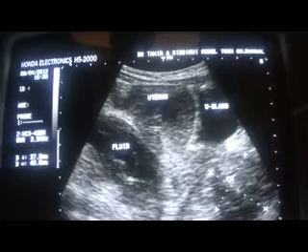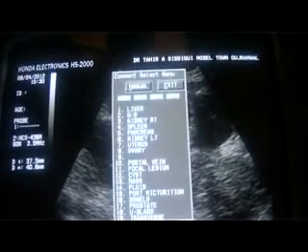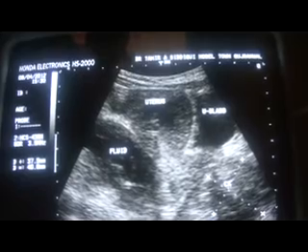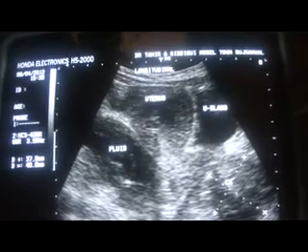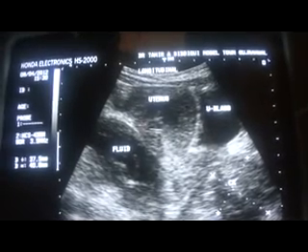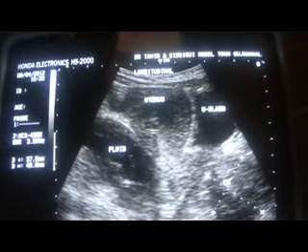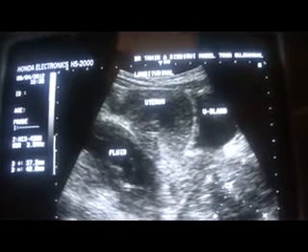This is the fundus of the uterus, anterior wall and the posterior wall. This is the urinary bladder, and this is the fluid posterior to the uterus in the pelvic cavity with a lot of internal echoes, and you can see that.